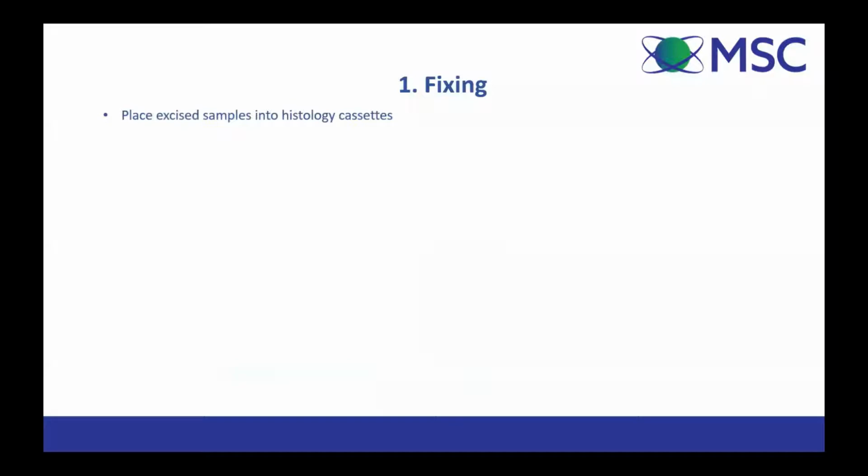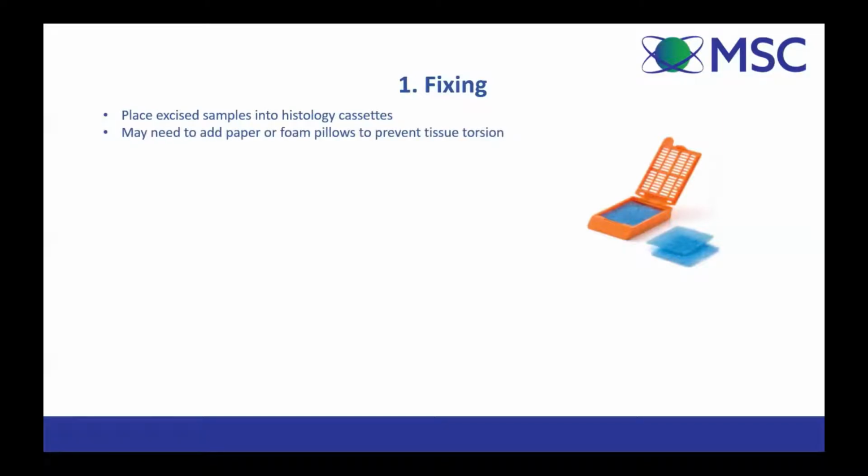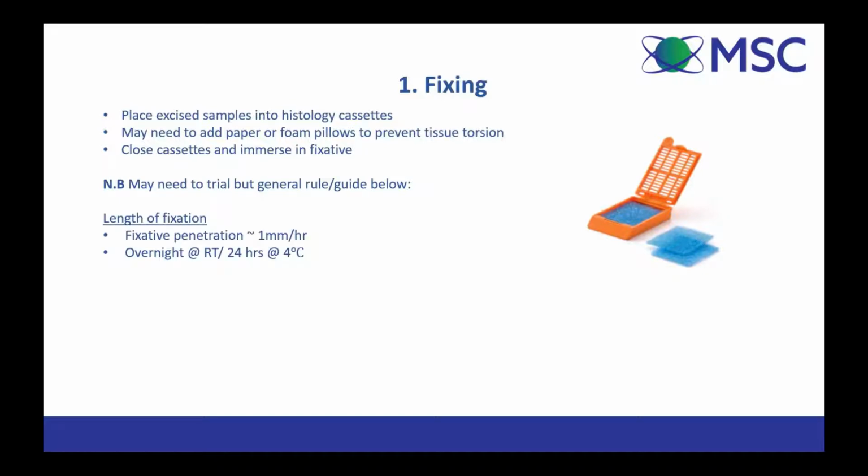First, you're going to place your excised sample into your histology cassettes, and they look like this. You may need to add paper or foam pillows to prevent your tissue from getting distorted within it, or tissue torsion as it's known. You're going to close your cassettes and immerse them in fixative. Now, you may need to trial your fixative depending on what you're trying to do, but a general guide is that the length of time for fixation is approximately 1 millimeter per hour.